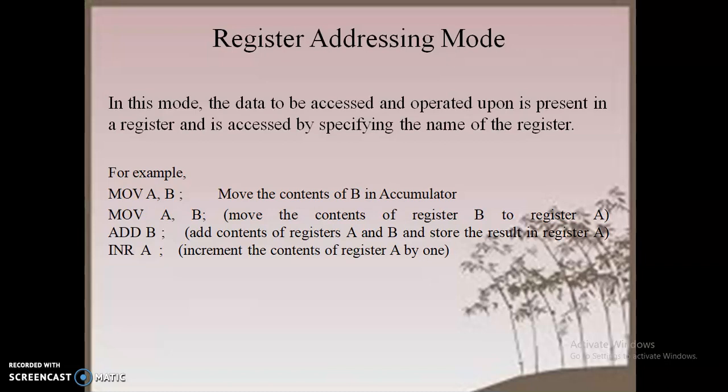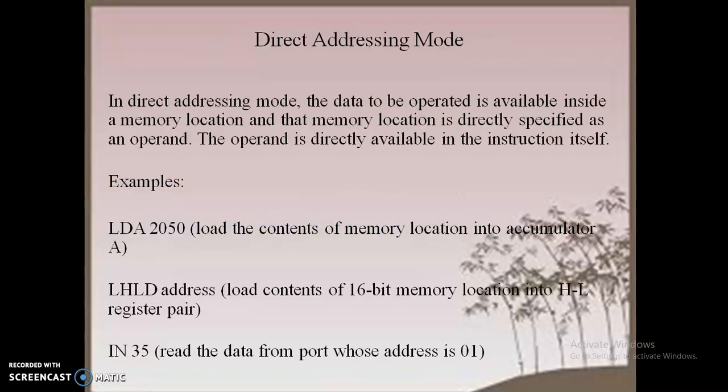This is called the register addressing mode. The data to be accessed and operated upon is present in registers only. So the next one is the direct addressing mode. In direct addressing mode, the data to be operated is available inside a memory location, and that memory location is directly specified as the operand. In the previous mode, register addressing mode, the data is available in a register, but here in direct addressing mode, the data is available directly in a memory location.